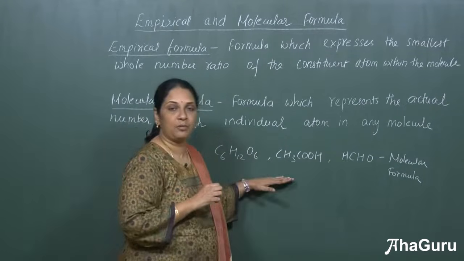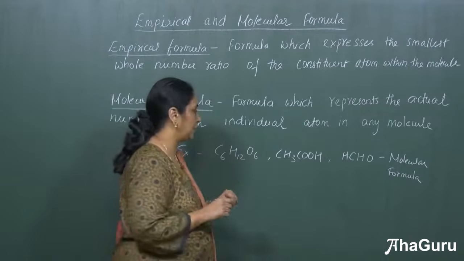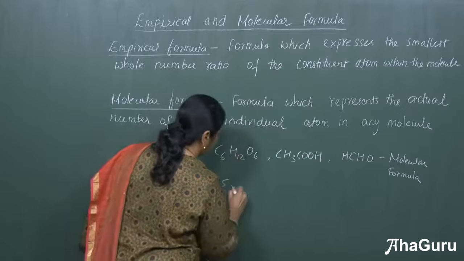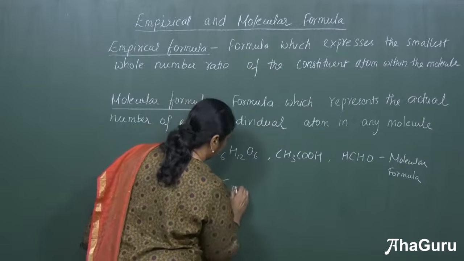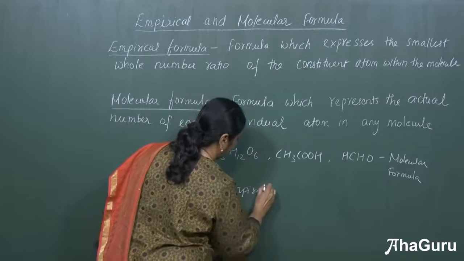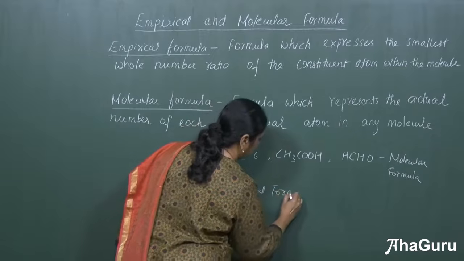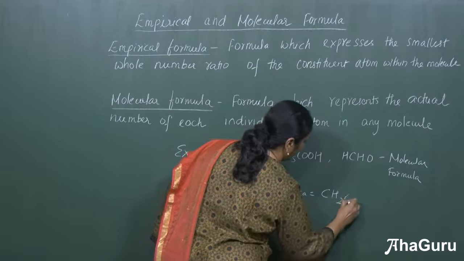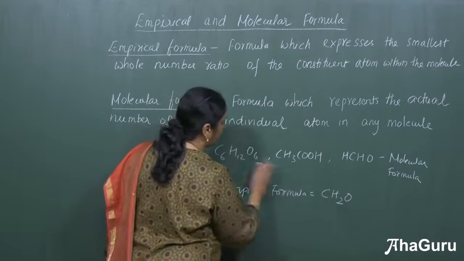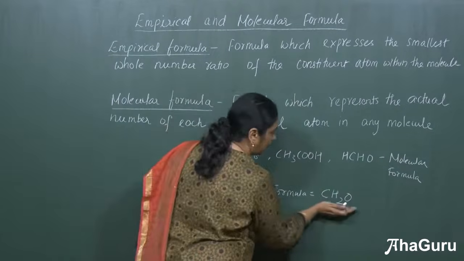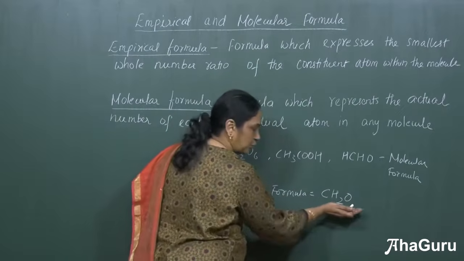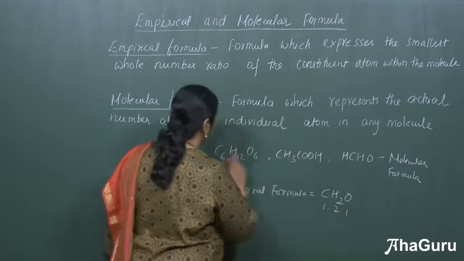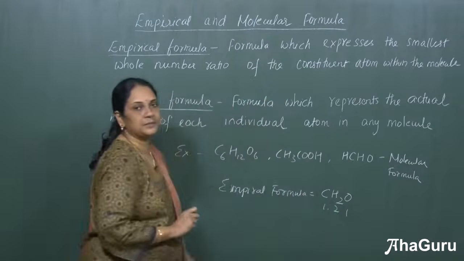The empirical formula will be the simplest whole number ratio. So, for all this, okay, the empirical formula is CH2O. Okay. So, we can see how everything is varying. The empirical formula, the simplest ratio will be CH2O, that is 1:2:1, but these are the molecular formulas.